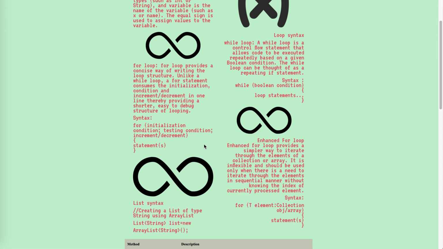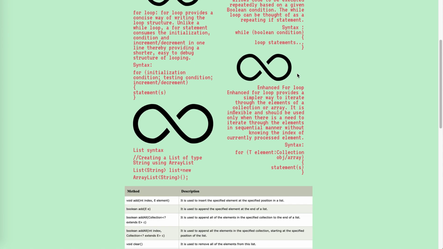The syntax is for, you initialize the condition, then semicolon, testing condition, semicolon, increment/decrement, and then bracket and the statement, and then another bracket. An enhanced for loop provides a simpler way to iterate through the elements of a collection or array. It is inflexible and should be used only when there is a need to iterate through the elements in a sequential manner without knowing the index of the currently processed element. Syntax is for type element : collection or array, bracket, statement, bracket.